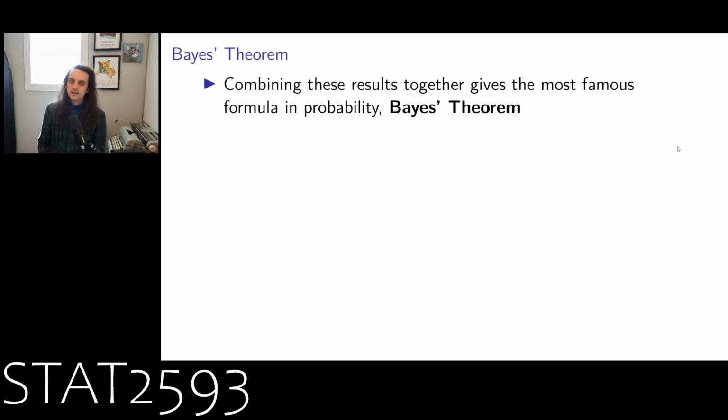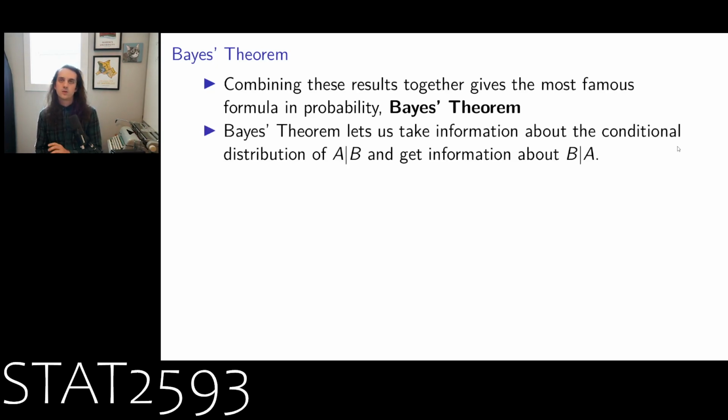Now we can combine these different results together to give what's known as Bayes' theorem. Bayes' theorem is probably the most famous result in all of probability, and it's this handy little formula. Basically, what this formula does is let us move from information about A given B to information about B given A.